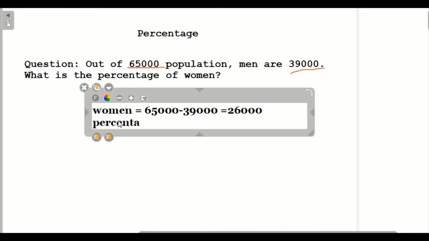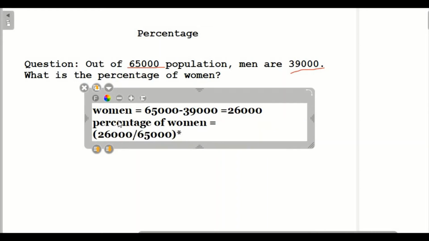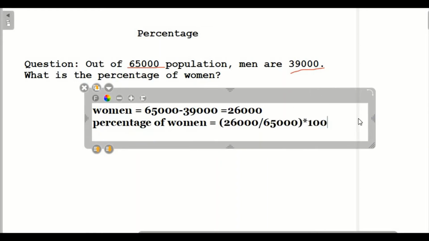So we have to calculate the percentage of women. Percentage of women equals 26,000 divided by the total, 65,000, into 100. We are calculating the percentage value, and for percentage, we have to multiply the value by 100.